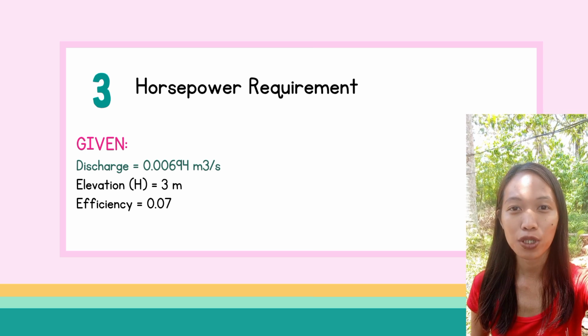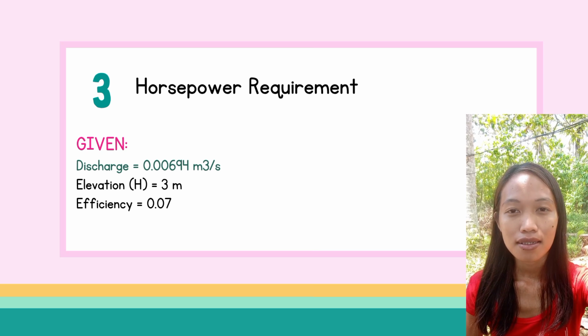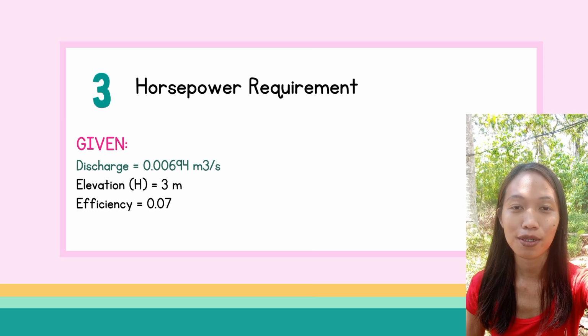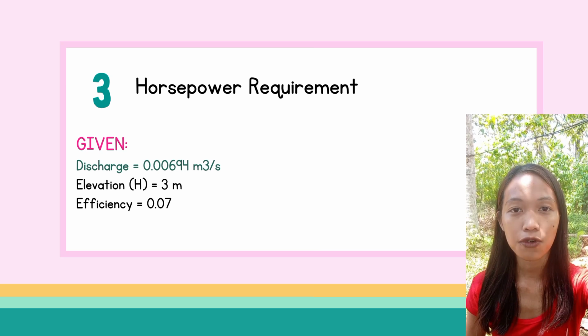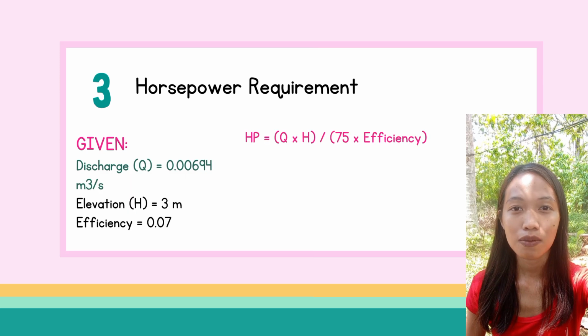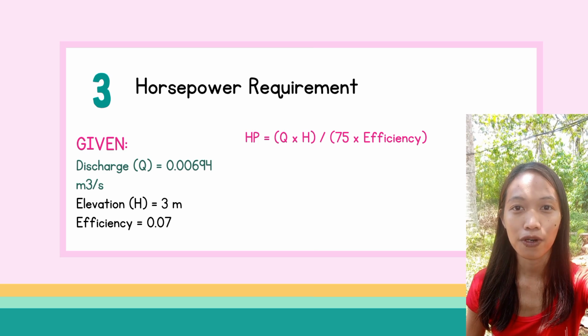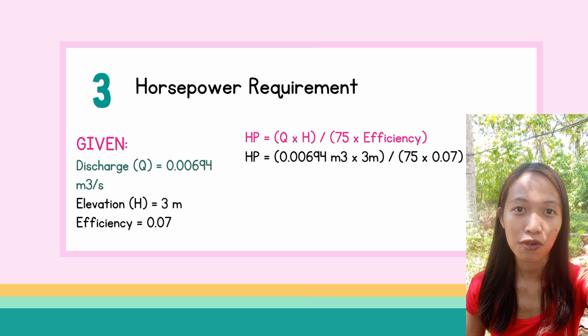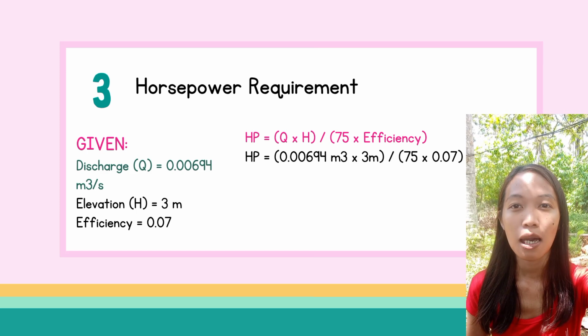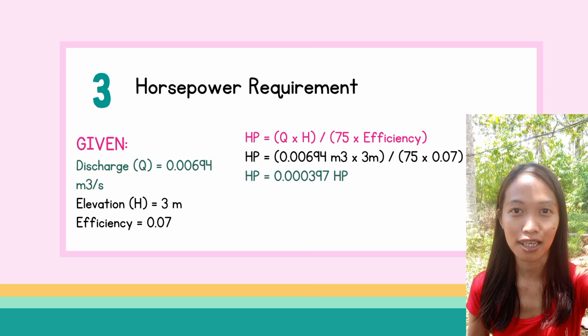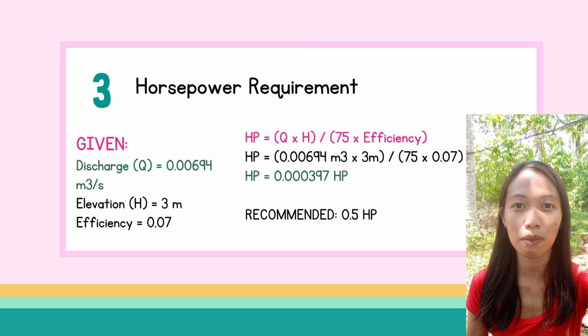Next is computing the horsepower requirement. Given that the discharge is 0.00694 cubic meters per second, the height is 3 meters, and the efficiency is 0.7, the formula would be horsepower equals discharge times height divided by 75 times efficiency. Therefore, horsepower is 0.694 times 3 divided by 75 times 0.7. The horsepower would be 0.00397 HP. In practice, this is very small, so a minimum of 0.5 horsepower pump is recommended.